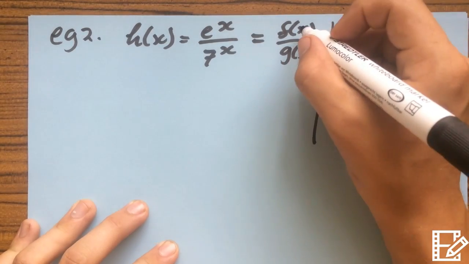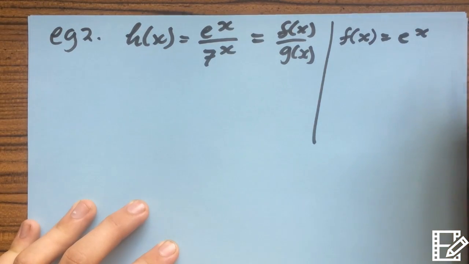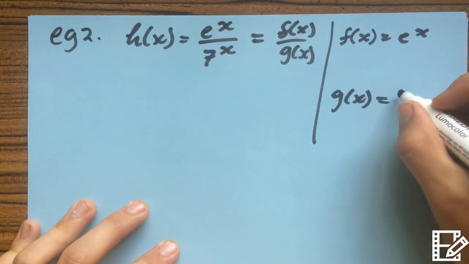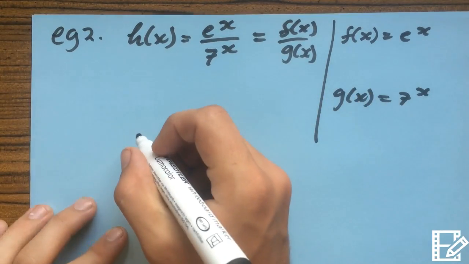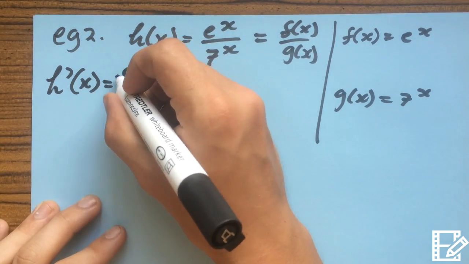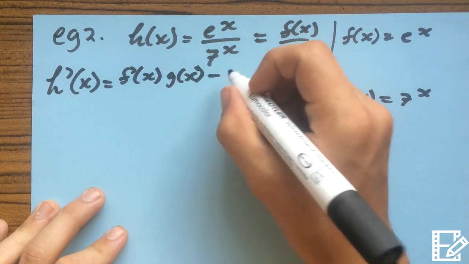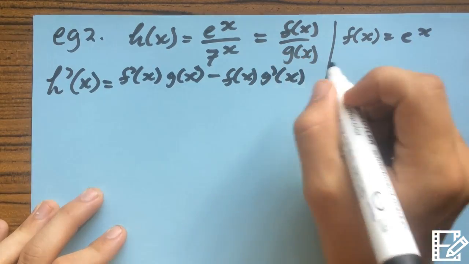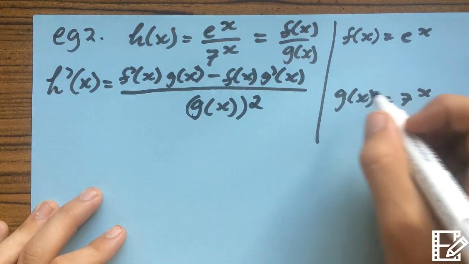We'll label them as such. f(x) we'll label as e^x because they're both on top, and we'll label g(x) as 7^x because they're both on the bottom. Doesn't affect the equation at all, it's just labeling them. The derivative of h(x) equals f dash x multiplied by g(x) minus f(x) multiplied by g dash of x, all over g(x) squared.